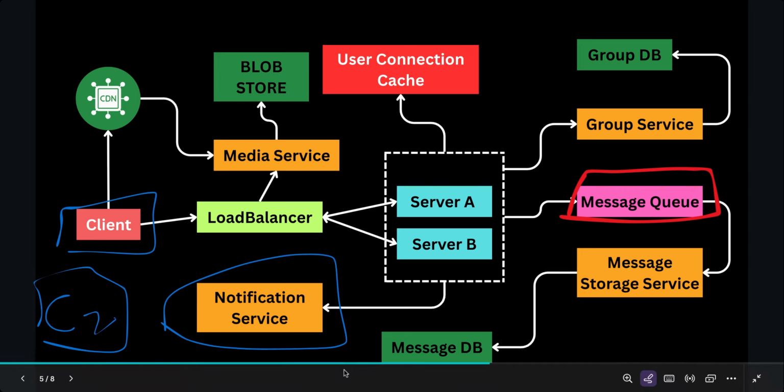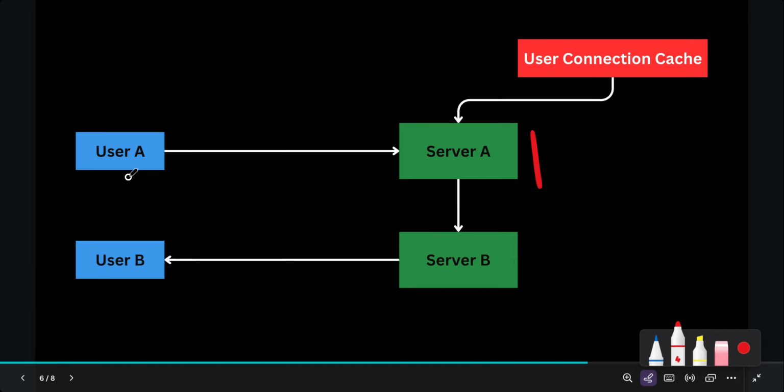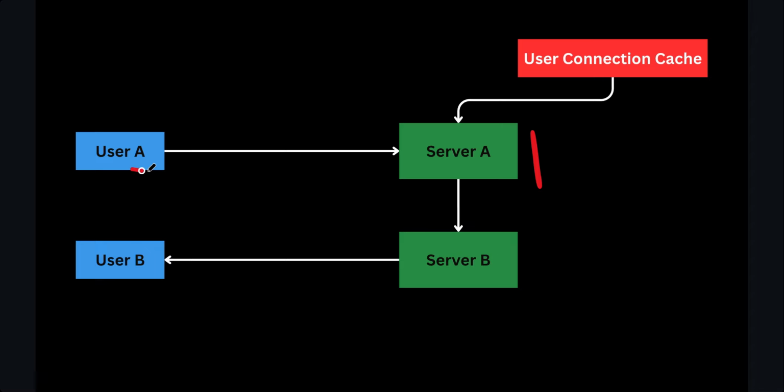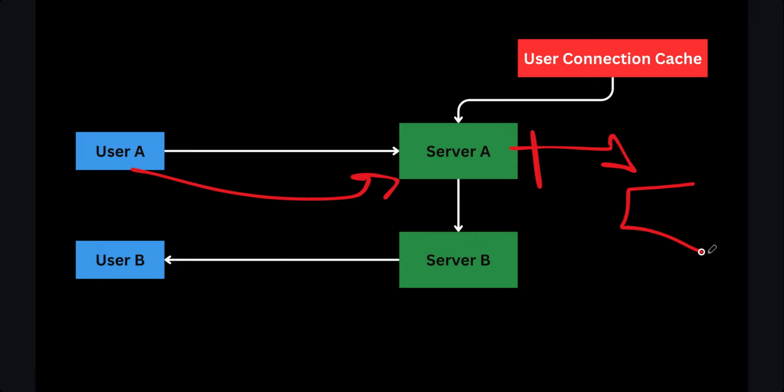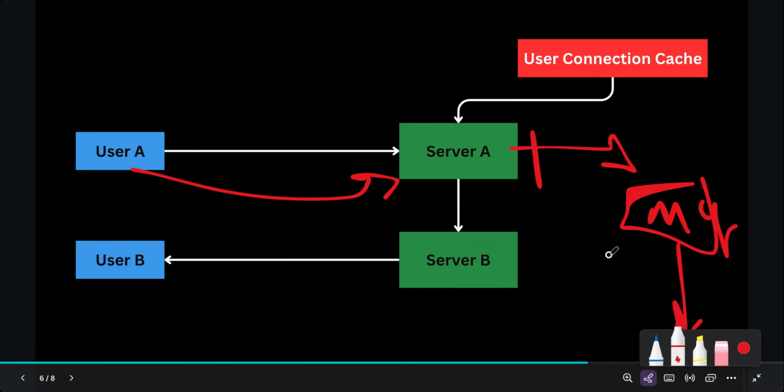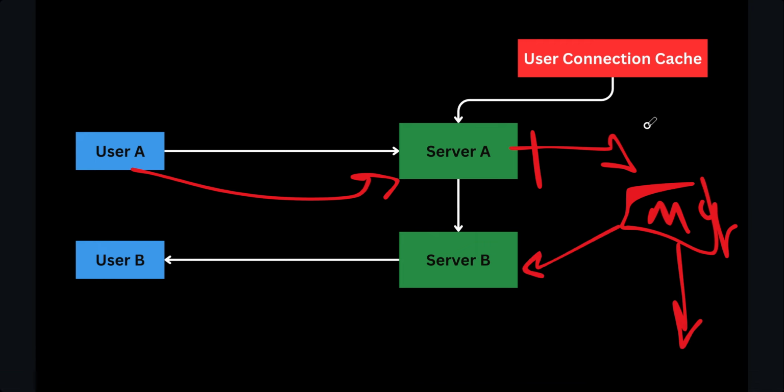Okay, so again, user A wants to send a message to user B. When it sends the message, the server will send it to the message queue. The message queue will send it to the message servers, or directly to server A, whatever it will be. And once it's sent to the message queue, it will have the status sent.